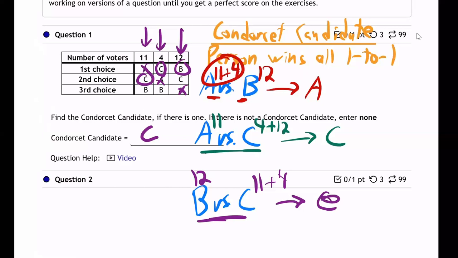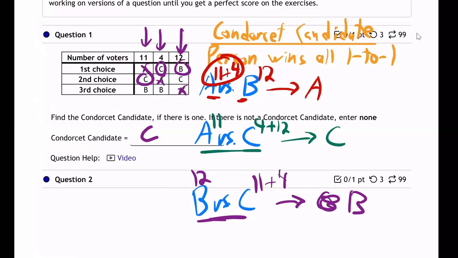Like, for example, what if B had won this? That didn't happen, but what if B had won that last matchup? Well, that would mean everybody won one of the matchups, but nobody won all their matchups. So there would be no Condorcet candidate. That can happen. In other words, you think, well, they like B better than C, so you think, oh, so it's B. But when B matched up with A, they liked A better. So no, B's not their favorite. So, everybody lost one, basically.